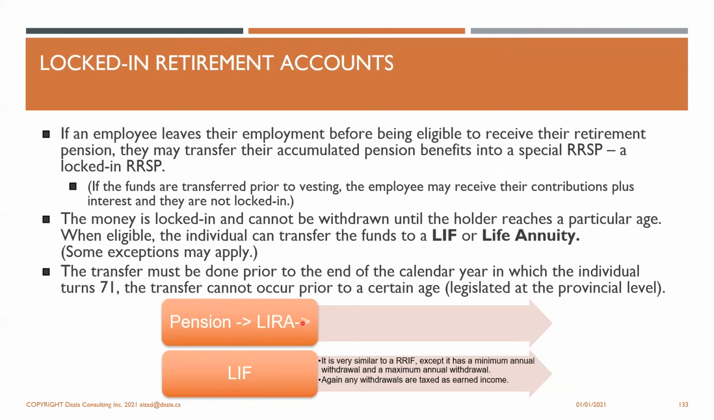And from the LIRA, you can transfer it to a LIF account or a life annuity. This must be done again before age 71. The LIF account is very similar to the RIF account, except remember in the RIF account, you had a minimum amount you have to take out, but there was no maximum. In the LIF account, there is a minimum amount you have to take out every year, and there's a maximum amount also. So you cannot exceed that amount.